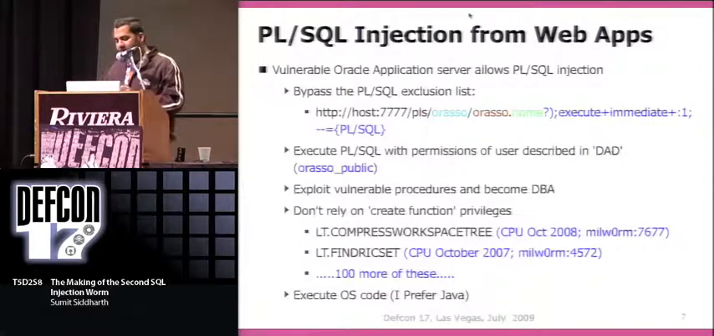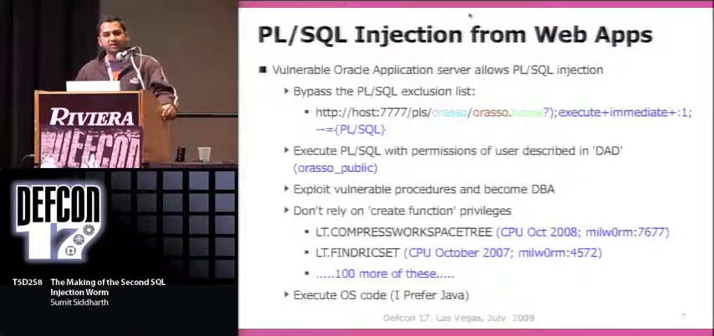Over here, this is how a standard Oracle application server's URL looks. The part after pls is called the DAD, Database Access Descriptor. This vulnerability allowed you to inject arbitrary PL/SQL, but the PL/SQL which you inject gets executed with the privileges of the DAD user. From here on, as long as you can execute PL/SQL, you will then be able to exploit the vulnerable packages stored in the backend database, and using the vulnerabilities in them, become DBA. Once you become DBA, you will be able to do nasty things like OS code execution.